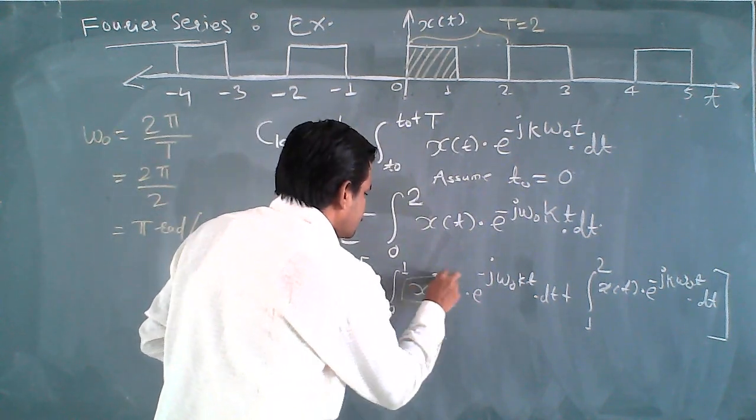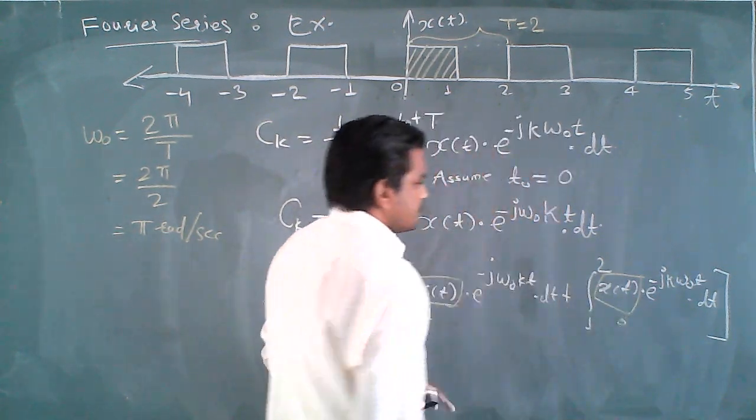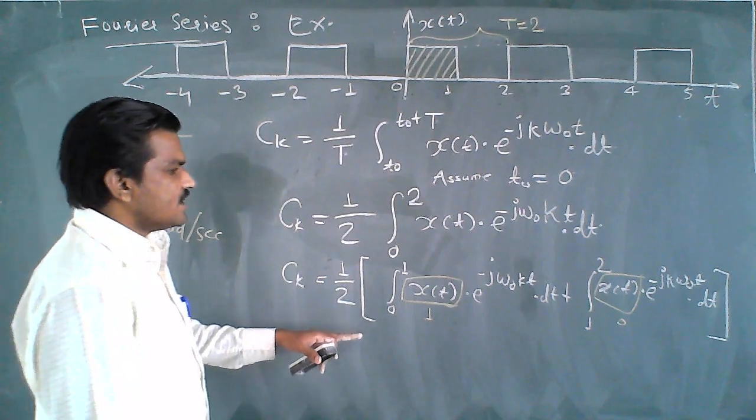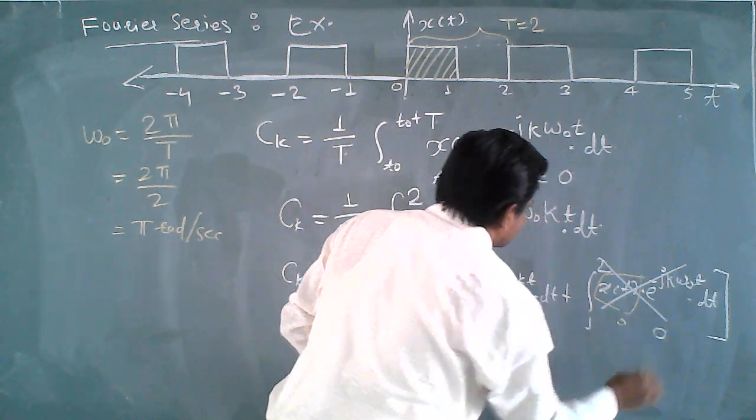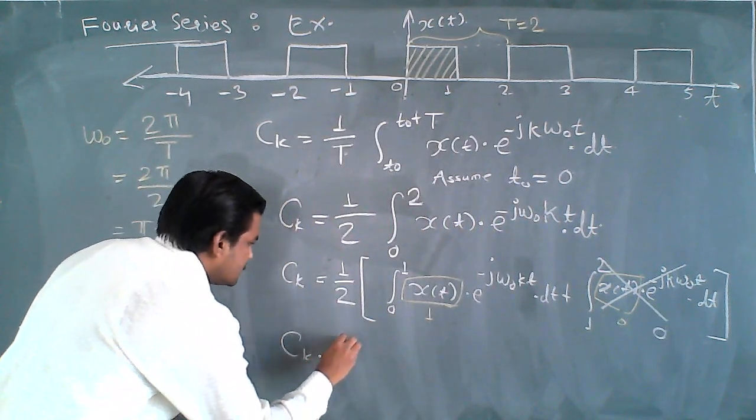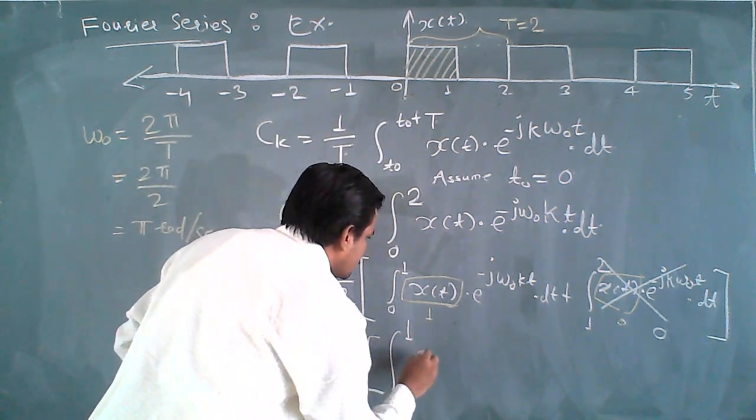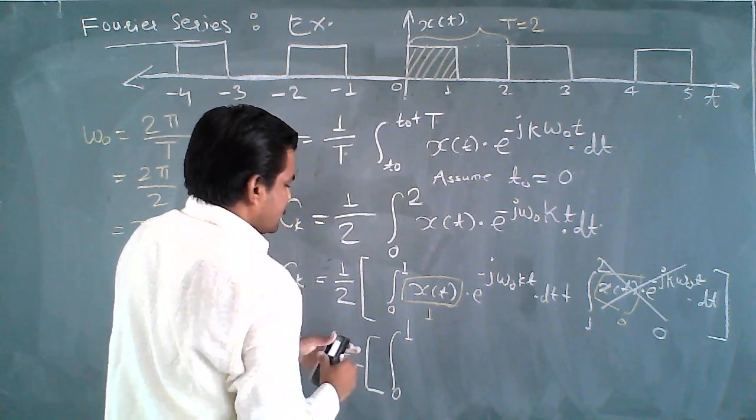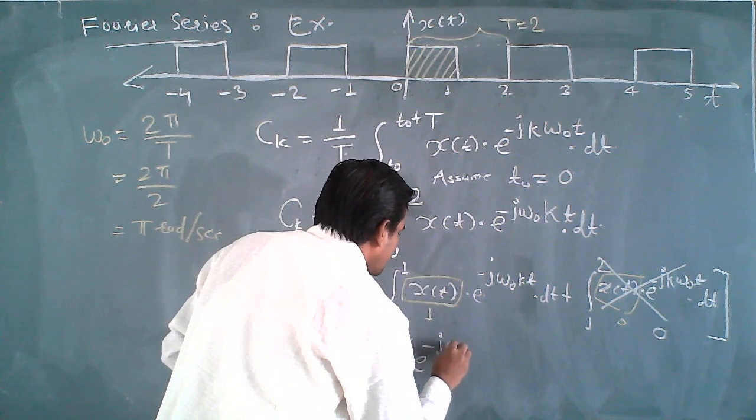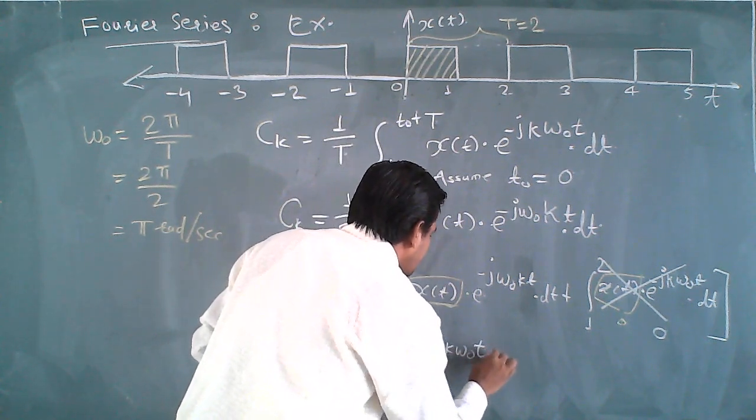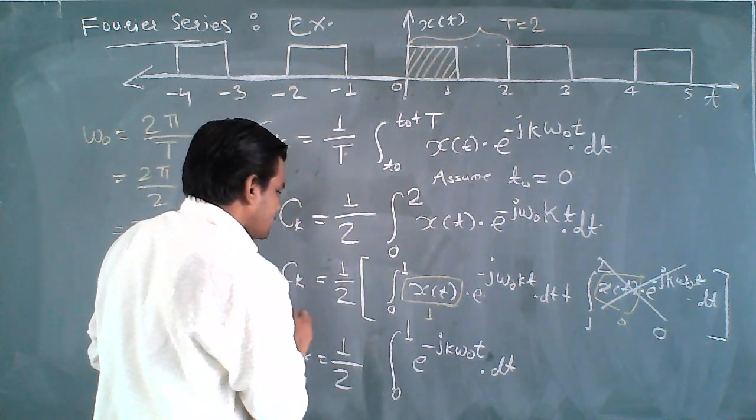But for 0 to 1 this x of t term becomes 1, and for the integration from 1 to 2 it becomes 0. So the integration over this zero part cancels, and all those terms will be 0. So what is Ck now? Ck is nothing but 1 by 2 times the integration from 0 to 1 of 1 into e to the power minus j k omega 0 t dt. So this is my final Ck.